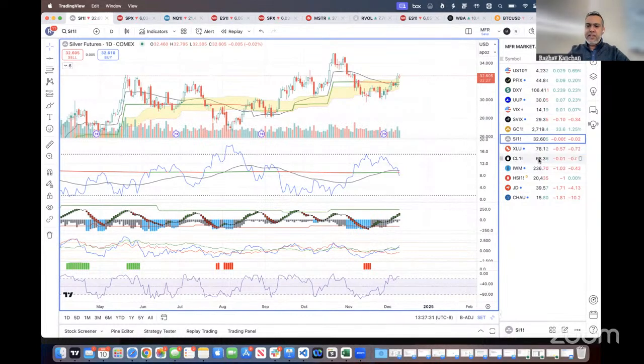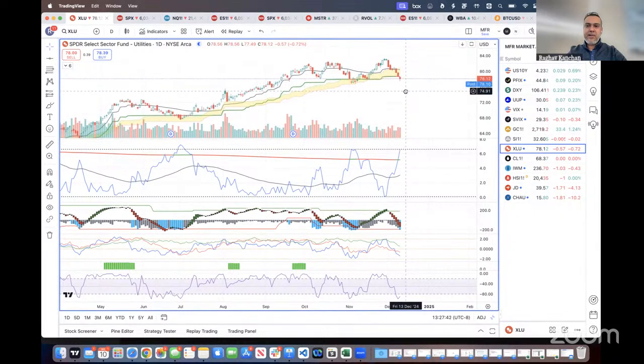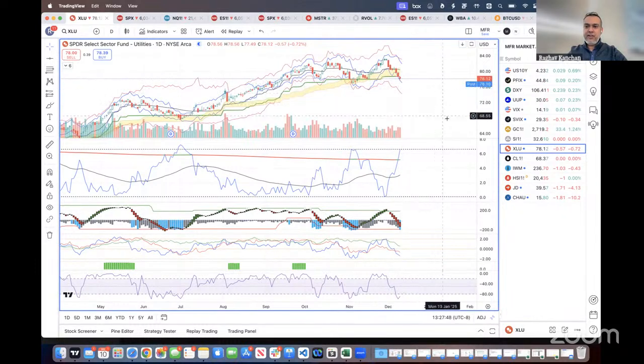In terms of the XLU, I know Wai is going to talk more about it, but it became bearish today, and especially because we have downside caps on the 10-year. Let's see how this behaves, but I'm watching this very, very carefully.